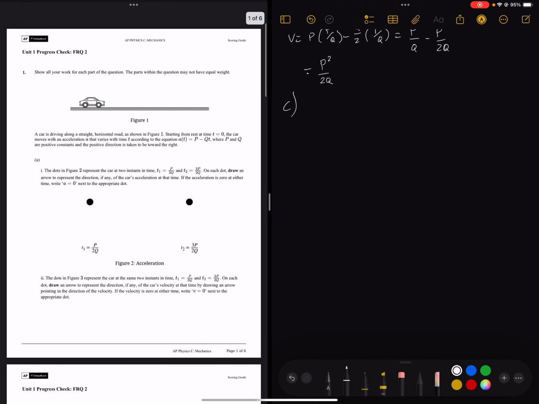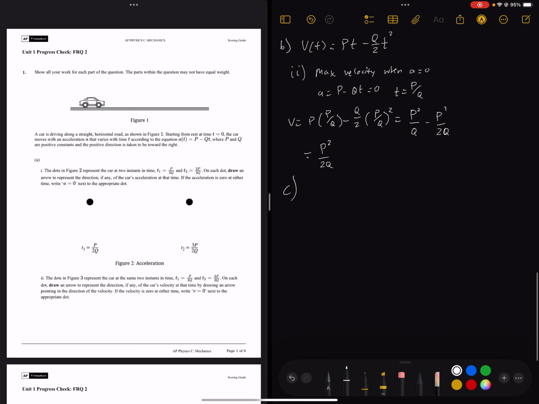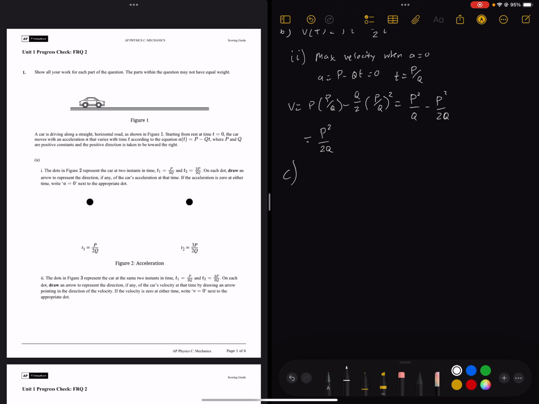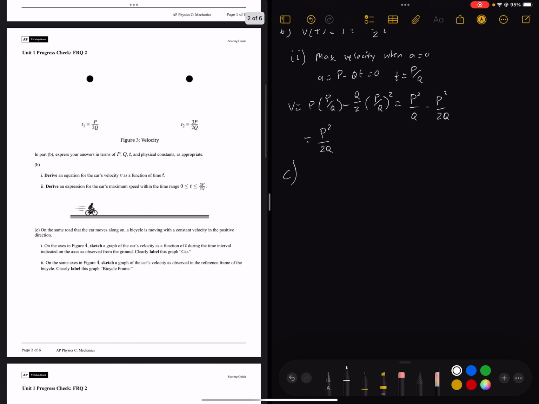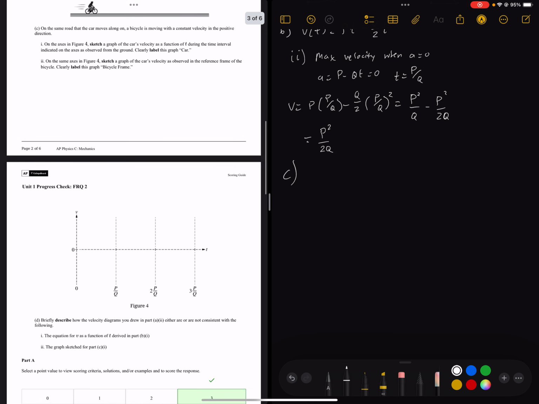All right, so we are looking at our velocity as a function of time. I know that my velocity at time p over q is equal to p squared over 2q. All right, and so let's actually express that on the graph here. So at p over q is when my velocity is going to be at the maximum.